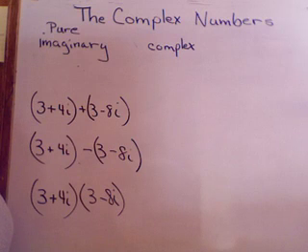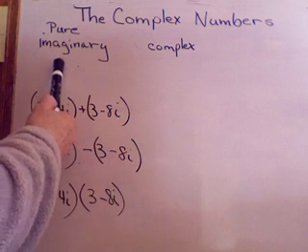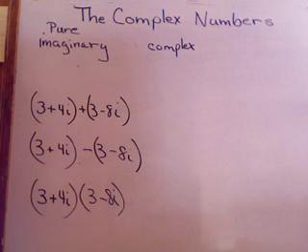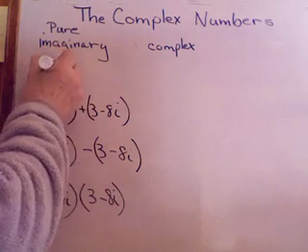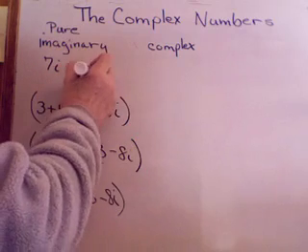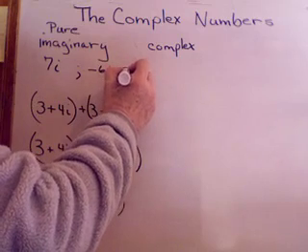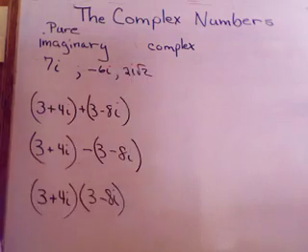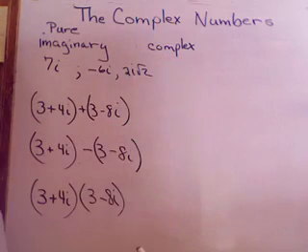Okay, we're going to look at a subset of the group of complex numbers called imaginary numbers and complex numbers. We're going to have pure imaginary and some complex numbers that have both an imaginary part and a real part. For example, pure imaginary numbers would be something like 7i, negative 6i, 2i root 2. Those are pure imaginary. They have just an imaginary part.